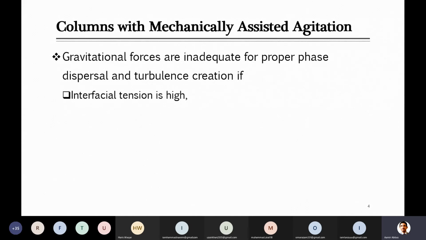The cases where gravitational force does not help you sufficiently are majorly when interfacial tension is high. When one fluid is moving and has high surface tension, it will not come in much contact with the other liquid. It will try to stay away from it. As well, if liquid viscosities are high and you are not creating turbulence in the fluid, the contact or the mass transfer is limited in that case.